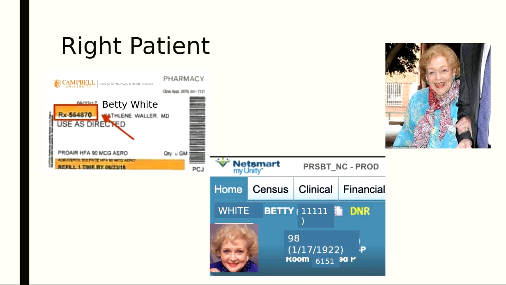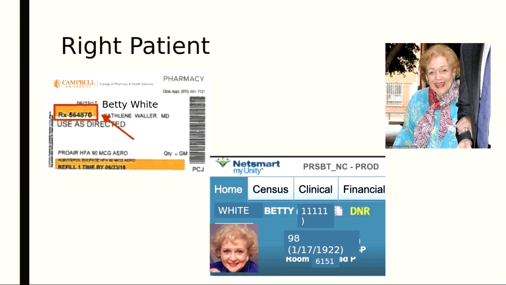Now we're going to move on to the 5 rights. And again, most of you are probably familiar with these. Right patient, we want to make sure that when we pull the card out of the cart and go to dispense the medication to the patient, that we're matching up the name of the patient with the correct patient or resident.